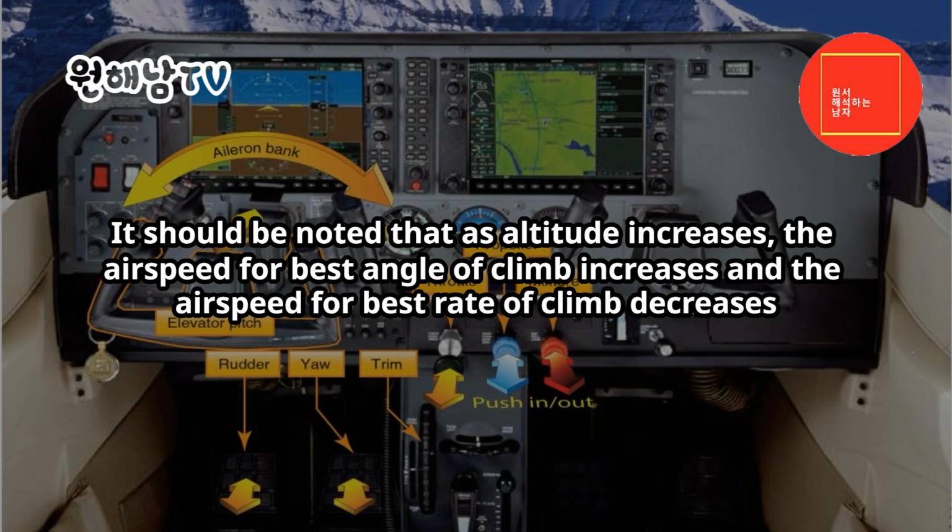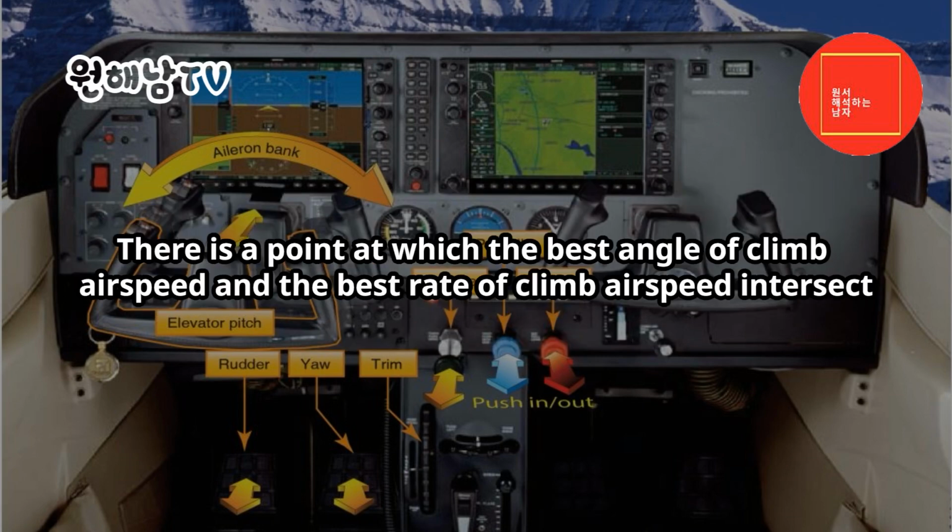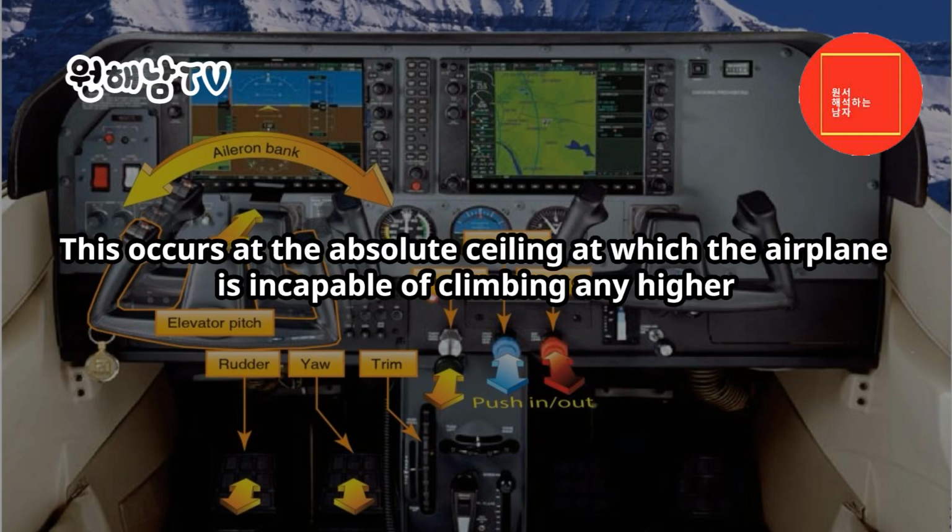It should be noted that as altitude increases, the airspeed for best angle of climb increases and the airspeed for best rate of climb decreases. Performance charts contained in the Airplane Flight Manual or Pilot's Operating Handbook, AFM/POH, should be consulted to ensure that the correct airspeed is used for the desired climb profile at the given environmental conditions. There is a point at which the best angle of climb airspeed and the best rate of climb airspeed intersect. This occurs at the absolute ceiling, at which the airplane is incapable of climbing any higher.